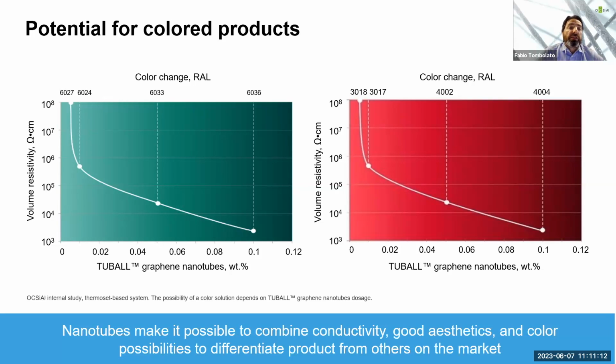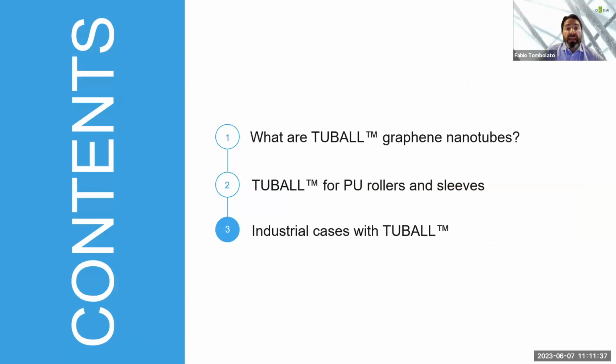In this slide, you see the typical percolation curve of graphene nanotubes. As you can see from the graph, starting from a dosage between 0.02 and 0.04% of graphene nanotubes, it is possible to achieve a volume resistivity in the range 10^4 to 10^6 ohm per centimeter. And at this dosage, it is possible to develop colored products. And now let's focus on some industrial cases.